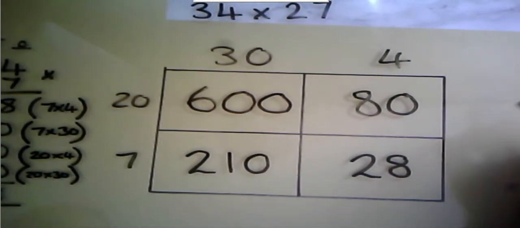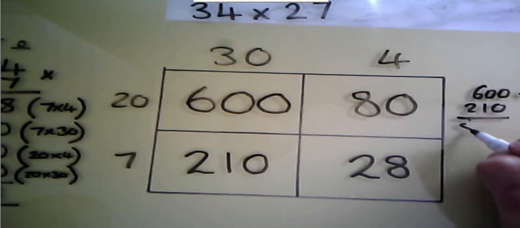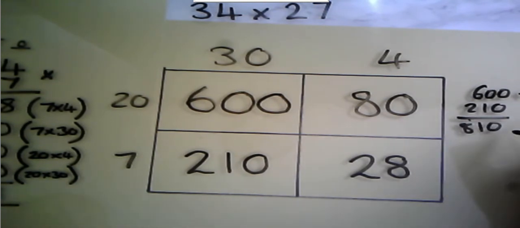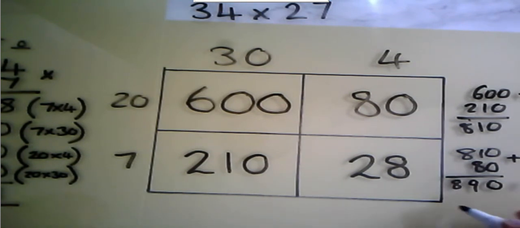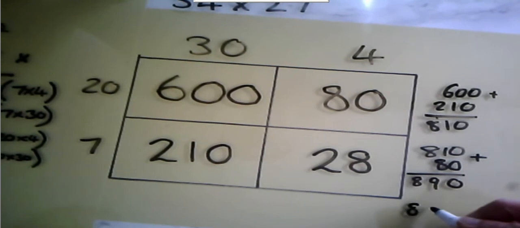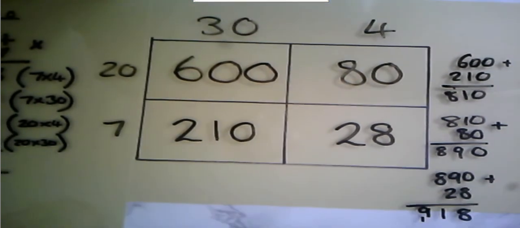And I'll just prove it to you over here. So 600 add 210 is going to give me 810. Nice one. To that, I'm then going to add 80, which is going to give me 890. And then my final calculation would be 890 add 28. 8 add 0 is 8. 9 add 2 is 11. So I need to exchange those 10 tens for 100. 8 100s add 1 100 gives us 918.